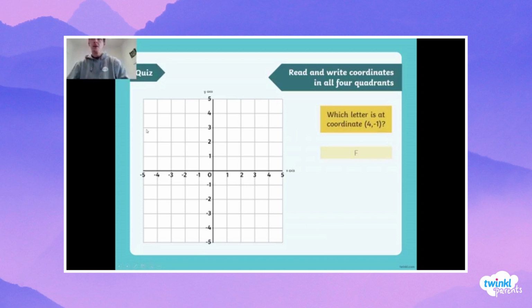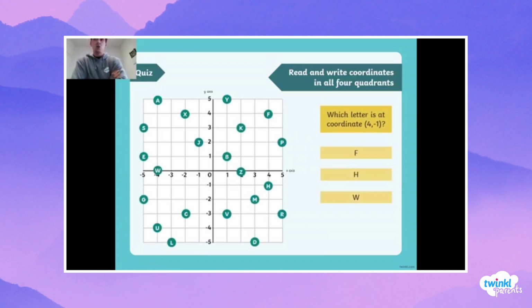Next one. Which letter is it at this coordinate, please? 4, -1. Remember to go along the corridor and then up or down the stairs. It depends if it's a positive or negative number.